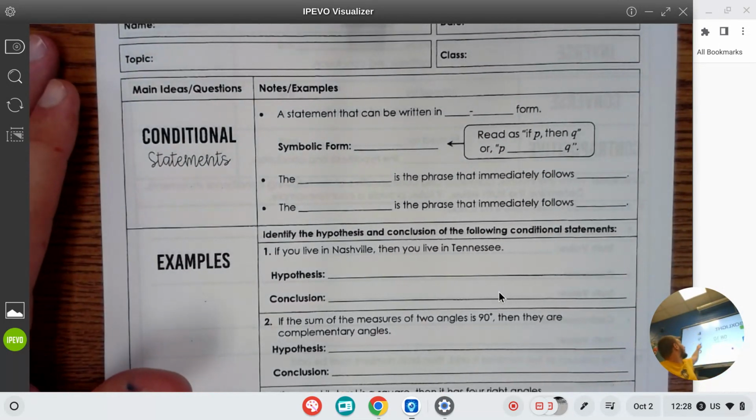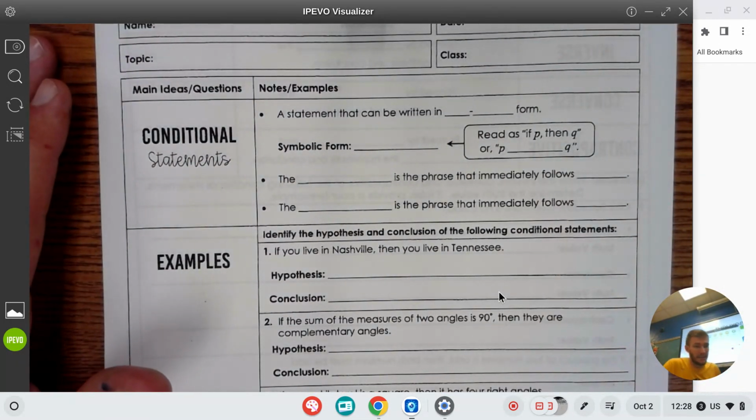What do we got? Okay, come on, one more second. Hit this, cross your fingers.